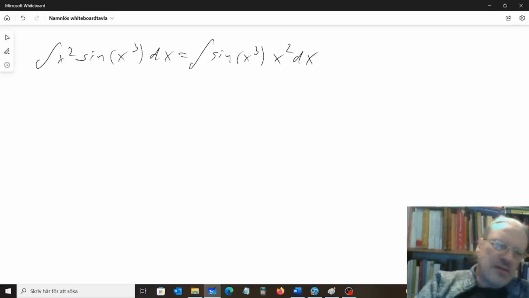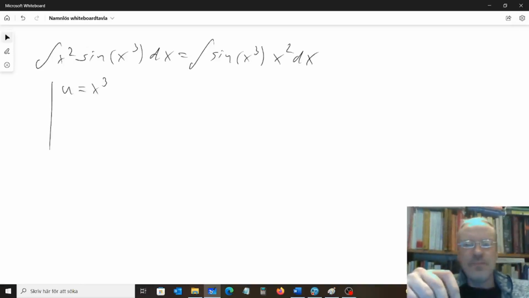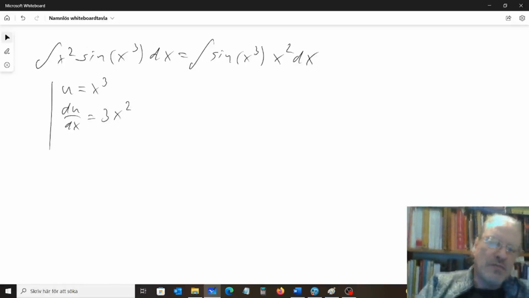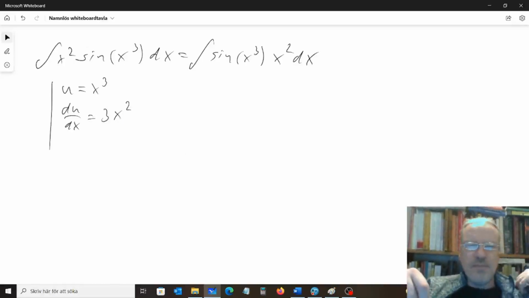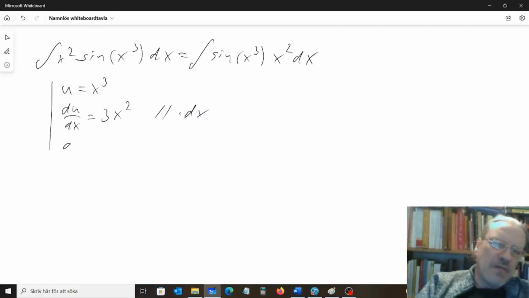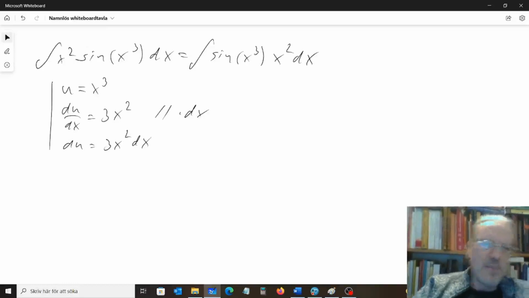So now we can do our substitution. u equals x to the power of 3. Since if we take the derivative of that, du/dx, we get 3x to the power of 2, which essentially is the x squared part. But we have to rearrange this a bit. So multiply up the dx. So we get du equals 3x squared dx.